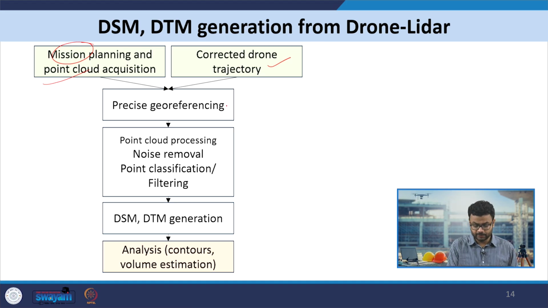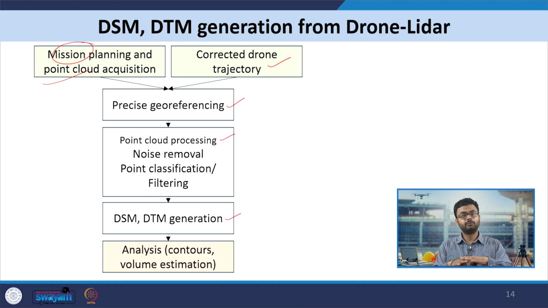Then this leads to precise georeferencing of the point cloud. After this, the point cloud is processed and noise is removed from that point cloud. After that, the point cloud is classified or filtered into ground as well as non-ground points. So after this, we know which points belong to the ground category and which points belong to the non-ground category.